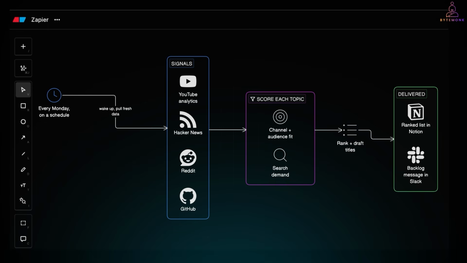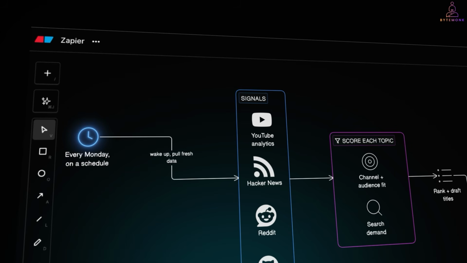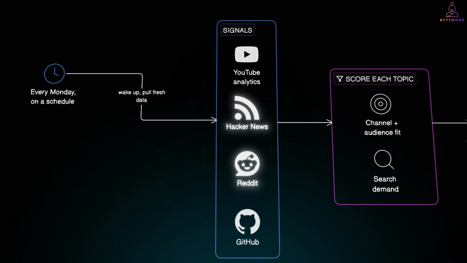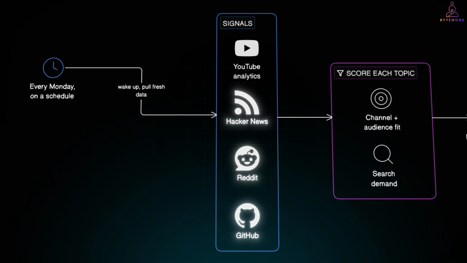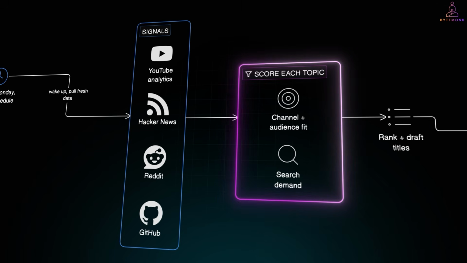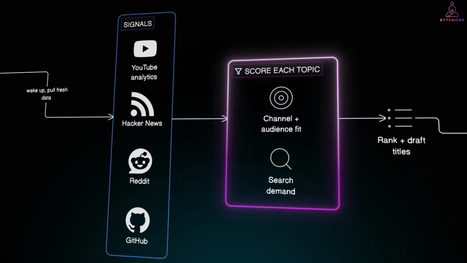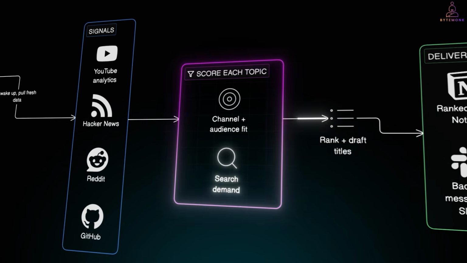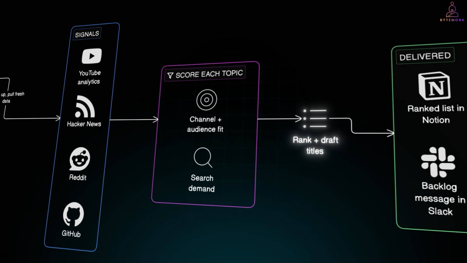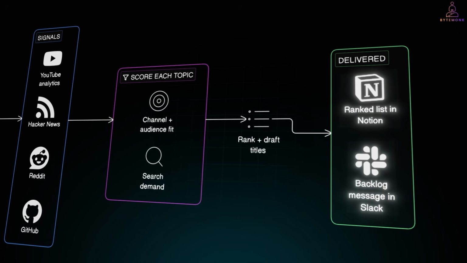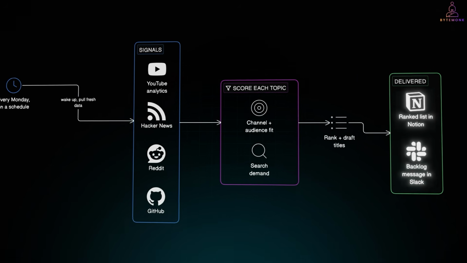Here is exactly what wakes up every Monday morning and does this for me. On a fixed schedule, with nobody pressing a button, it starts on its own. It pulls fresh posts from Hacker News, Reddit, and GitHub, and it looks at my own video analytics. For every video topic it finds, it runs this scoring step. One score is how well the topic fits my channel and my audience. The other is how much search demand is sitting behind it. It ranks everything, writes draft titles for the top picks, drops the list into Notion, and sends me that message on Slack. That is the backlog I showed you at the start.